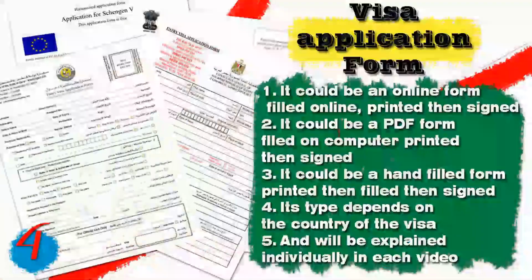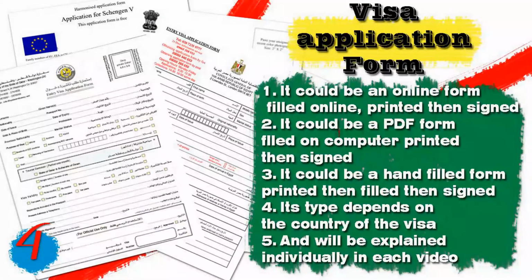Number 4, you will need visa application forms. The visa application form could be an online form filled online, printed, then signed. It could also be a PDF form filled on the computer, printed, then signed, and it could also be a hand-filled form, printed, then filled, then signed. Its type depends on the country of the visa and will be explained individually in each video.